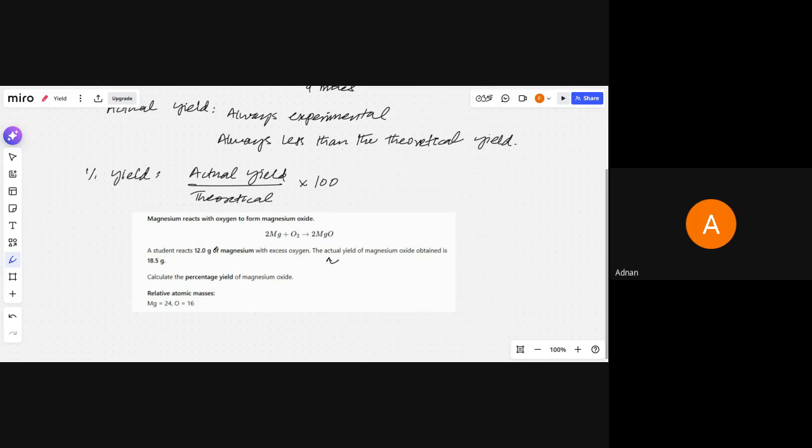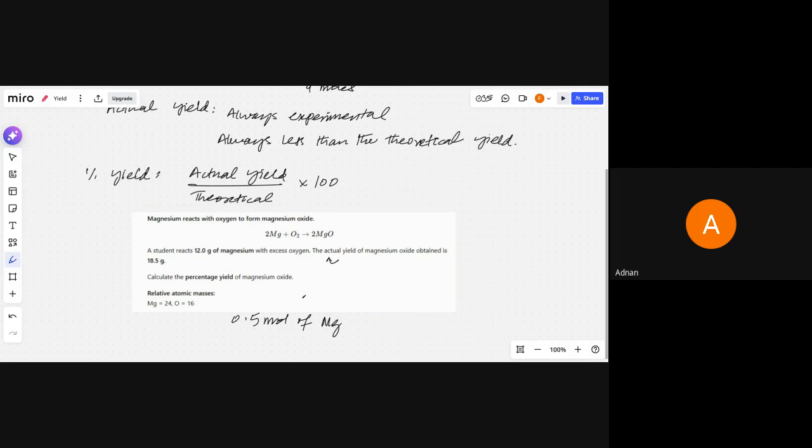We have been given the mass in grams, so we have to convert it into moles. The molar mass of magnesium is given, which is 24. So to find moles of magnesium, I'm going to divide 12 over 24, and I get 0.5. So we have 0.5 moles of magnesium that we are working with.